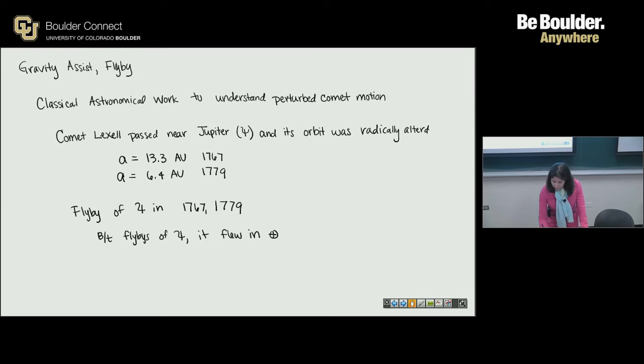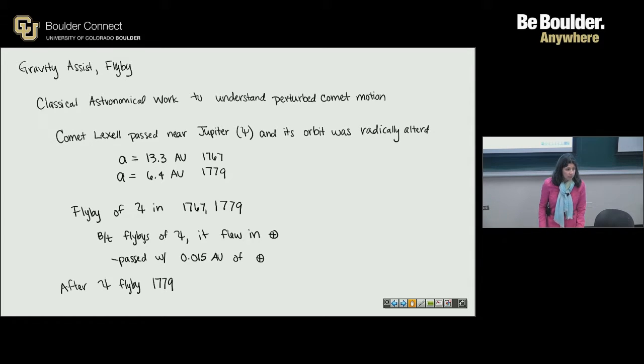Mainly because it passed within 0.015 AU of Earth. So at the time, it was the closest body that had ever passed near the Earth. After that flyby of Jupiter in 1779, the comet was never seen again.